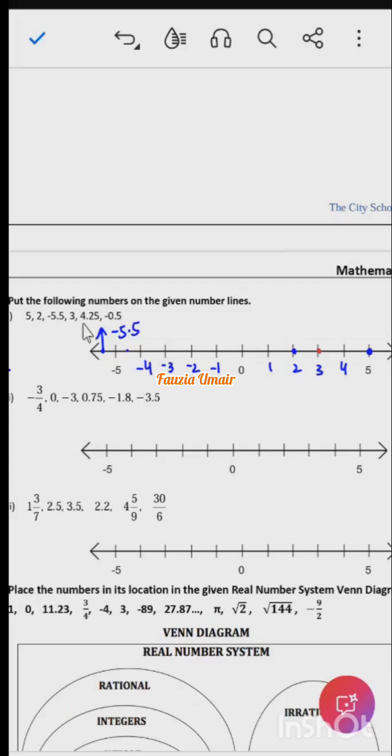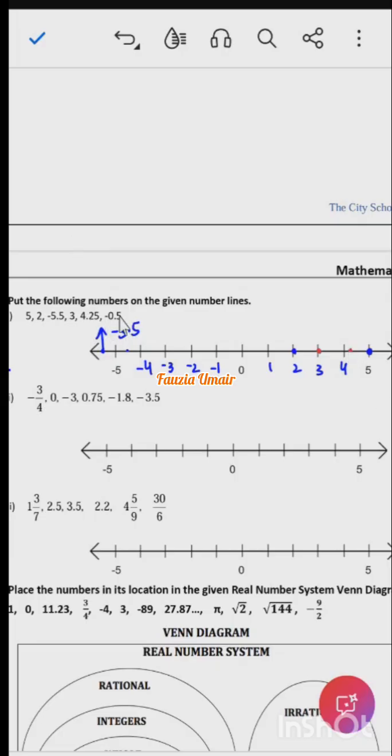So now next is 4.25. So where would be 4.25? Can you tell me, Abdul Mohit, where will be 4.25? Ma'am, after 4. After 4, but it would be more towards 4, okay? Because it is 4.25, just more towards 4, not in the middle, just more towards 4, okay?